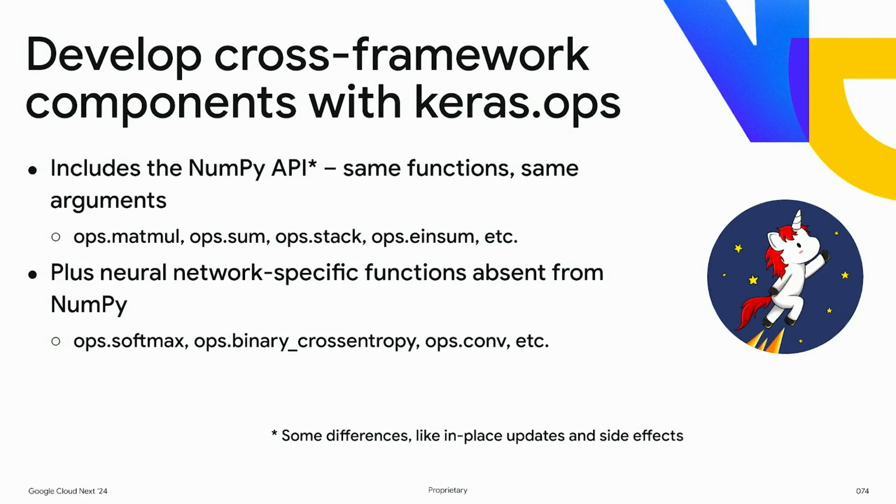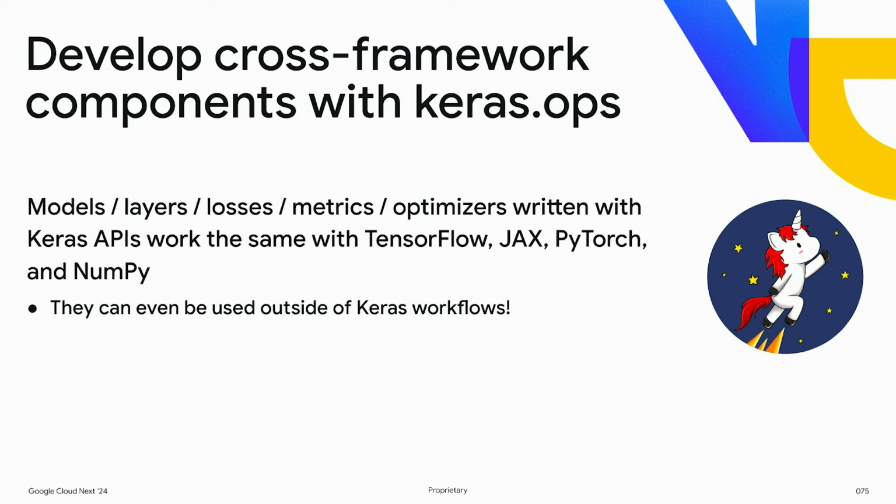One of the things you can do is use Keras.ops to create functions that can be used in different environments. It includes the NumPy API, which is pretty much a full implementation of NumPy. There are some slight differences, like in-place updates. You can also use models and layers that are going to work the same in TensorFlow, JAX, and PyTorch. And you can even flip it around the other way. We'll take a look at this in a second.